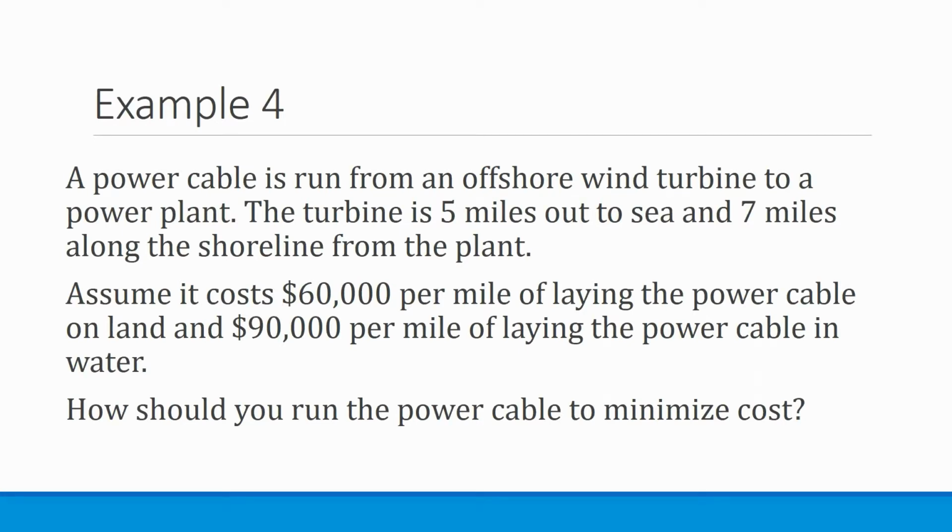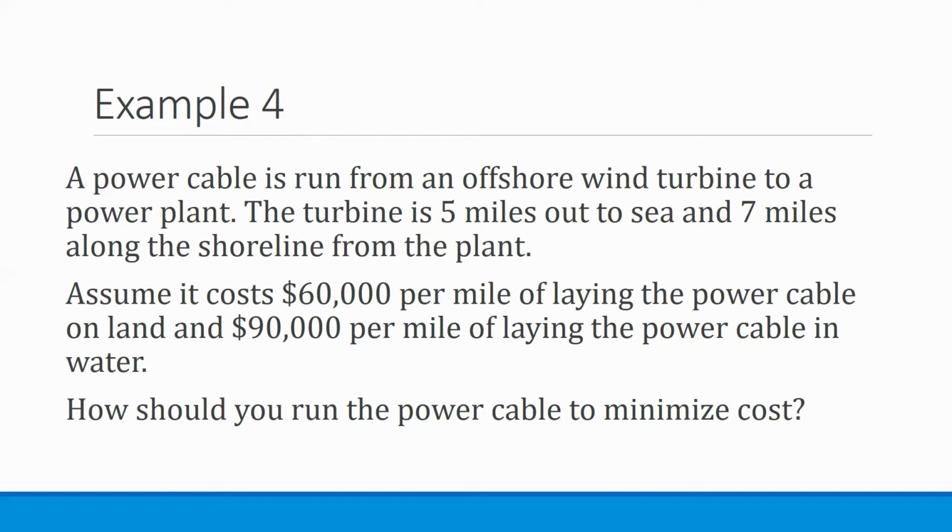plant. The turbine is 5 miles out to sea and 7 miles along the shoreline from the plant. Assume it costs $60,000 per mile of laying the power cable on land and $90,000 per mile of laying the power cable in the water. How should you run the power cable to minimize cost? Let that idea sink in.